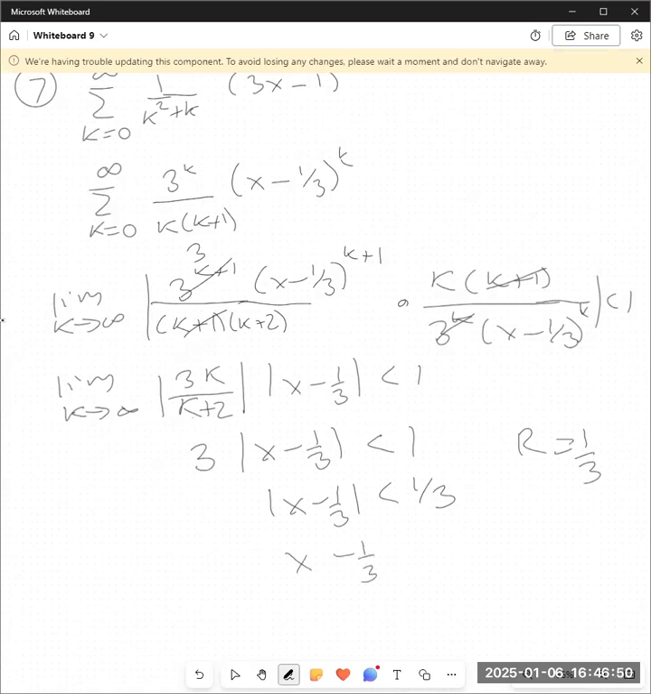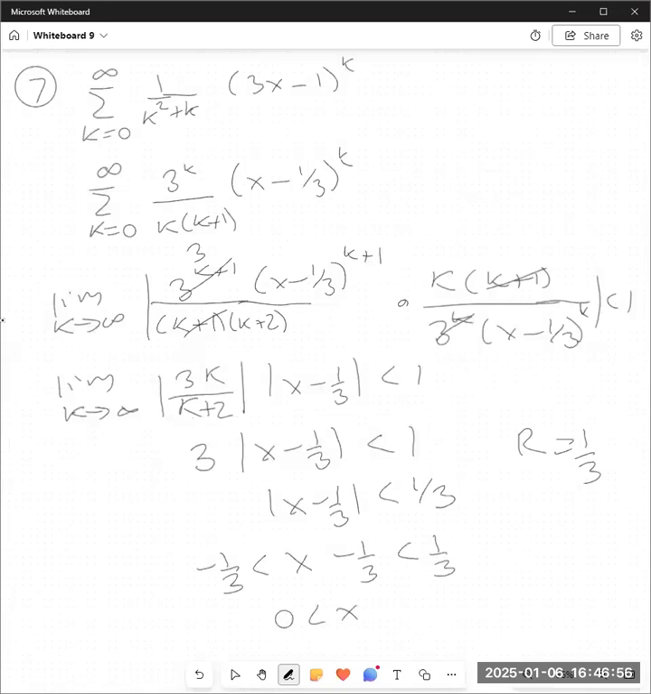x minus 1/3 is between negative 1/3 and 1/3. So x is between 0 and 2/3. And let's go ahead and look at what happens when I stick those in. So when I stick in 2/3, this becomes 1/3 to the k, with 3 to the k becoming 1 to the k, over 1 over k squared plus k.